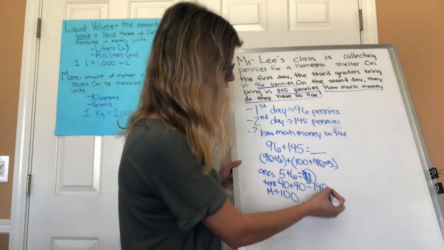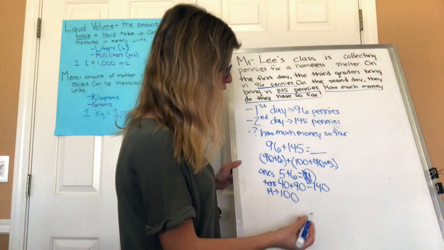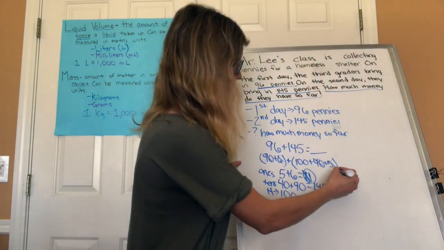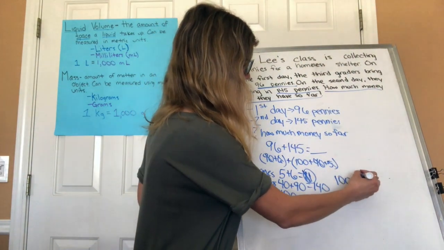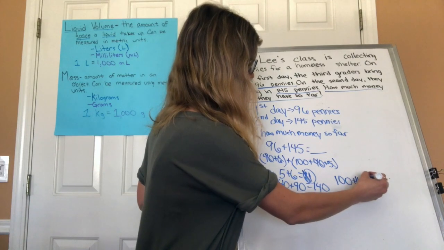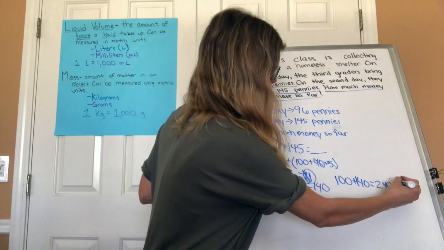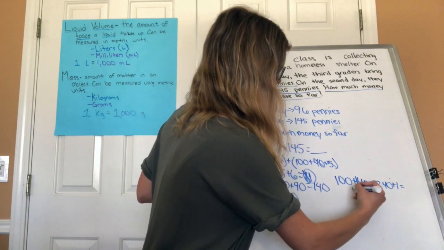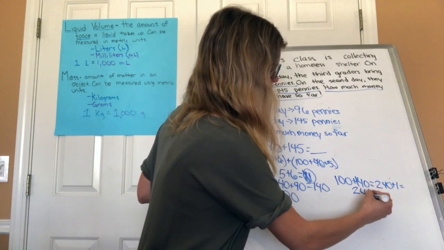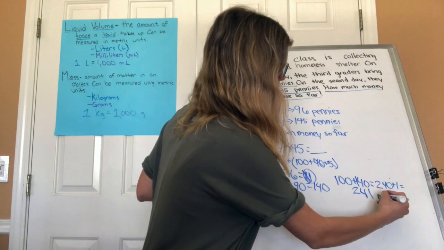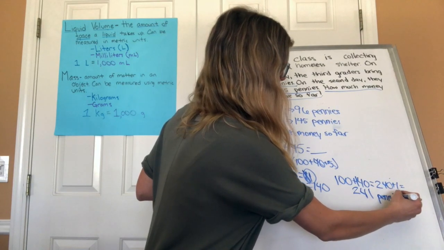So now I have 1 plus 140 plus 100. So I know 100 plus 140 would be 240, plus 1 equals 241. So that means they have 241 pennies so far.